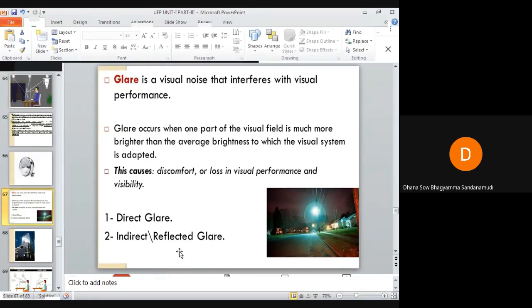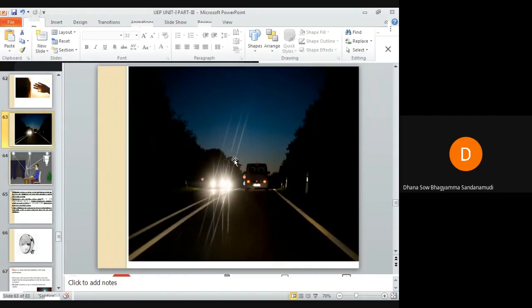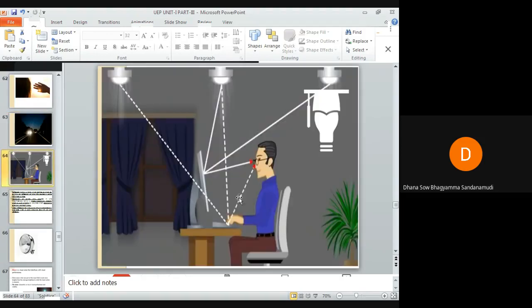It can be a direct glare or indirect glare. If it is a direct glare, when I am looking directly towards this vehicle, it causes discomfort to my eyes. That is the direct glare. A person here is sitting in front of his system and working. There are some lamps fixed on the ceiling. You can see the light is falling on this screen and it is reflected towards his eye. So that is the indirect glare.